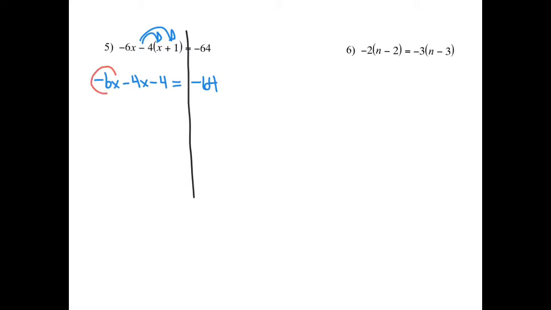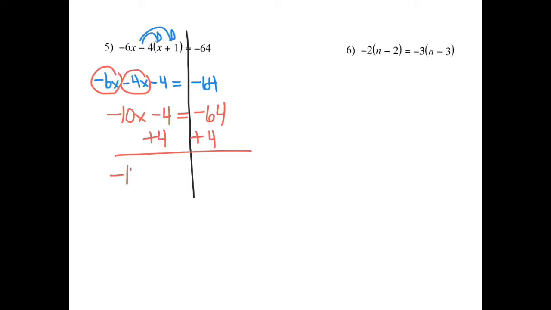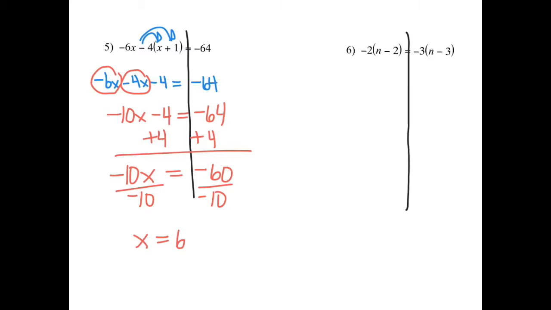The first thing I'm going to do is combine like terms. A negative 6 and a negative 4 give me a negative 10x minus 4 equals negative 64. I'm going to add 4 to both sides. Negative 10x equals negative 60. Divide both sides by negative 10. x equals 6.